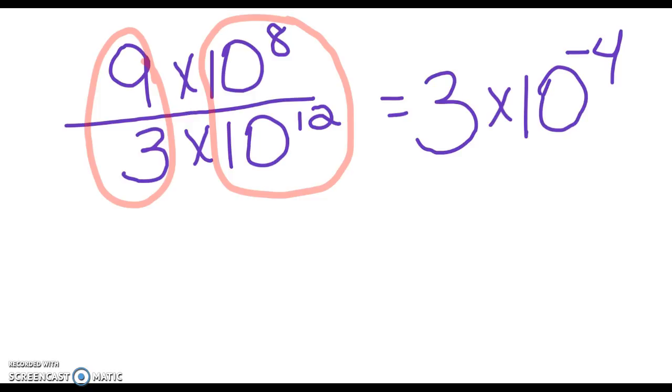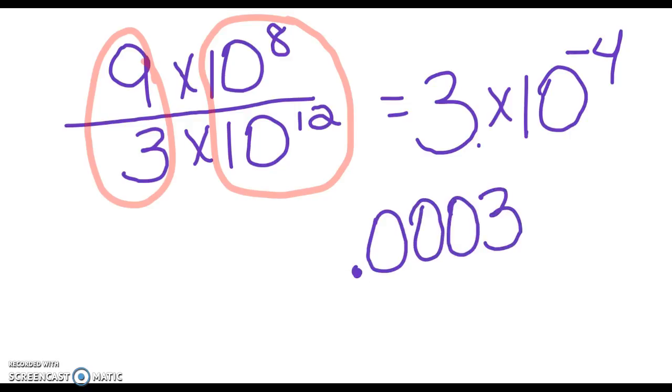If I wanted to write this in standard notation, right now it's 3.0 times 10 to the negative 4, so I would move the decimal point 4 places to the left. So the 3 would take up 1 place. I would have to add 3 zeros. So that's actually that number in standard notation.